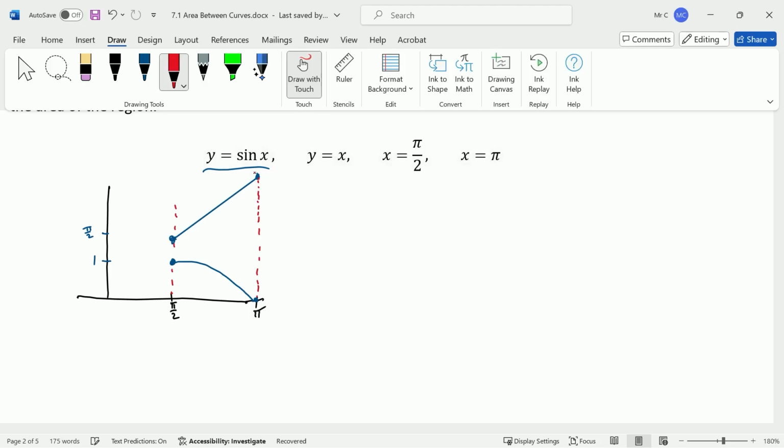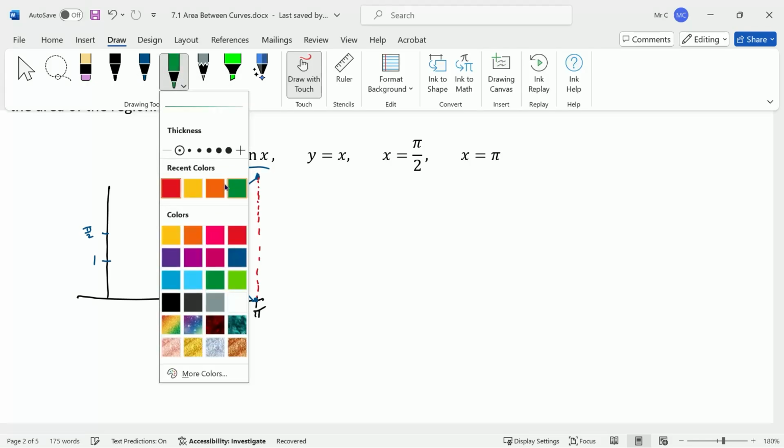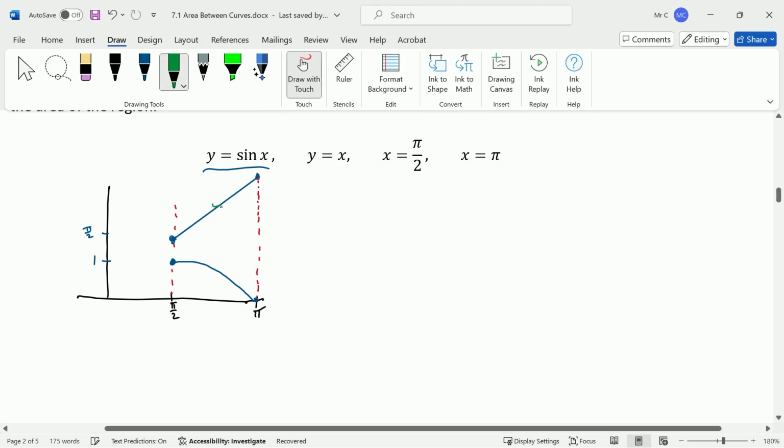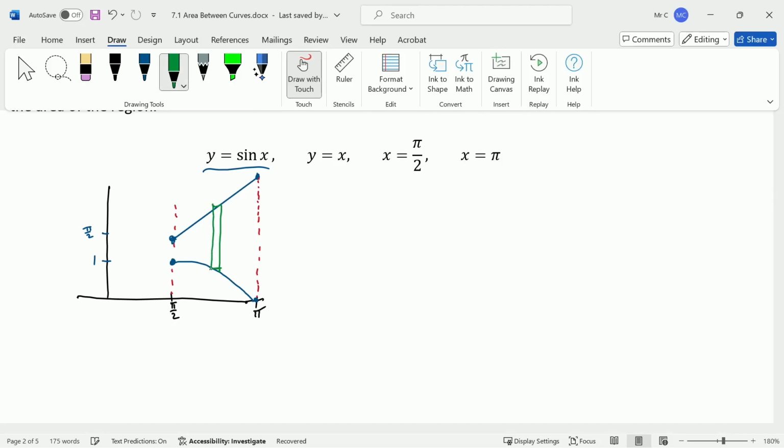So we see when we draw this graph, it is not going to intersect. I should say the two, sine of x and y equals x, are not going to intersect, so we don't have to worry about that. But when I go to draw my approximating rectangle between my curves, I have to ask myself, okay, what is my delta? Is it delta x or delta y?